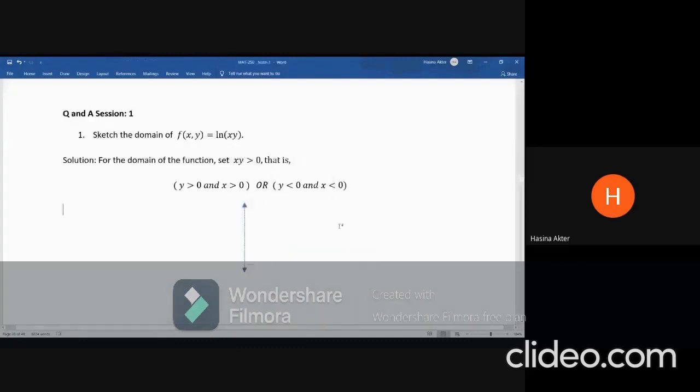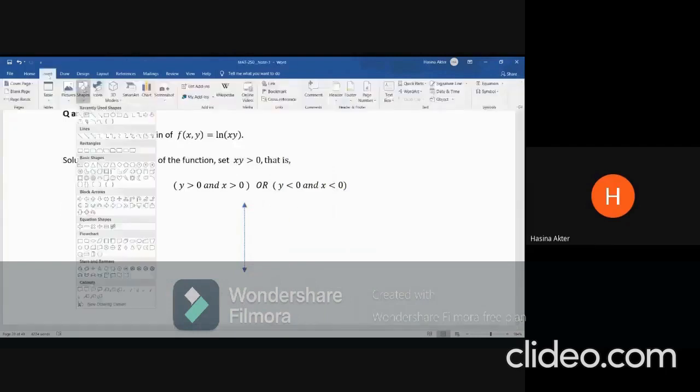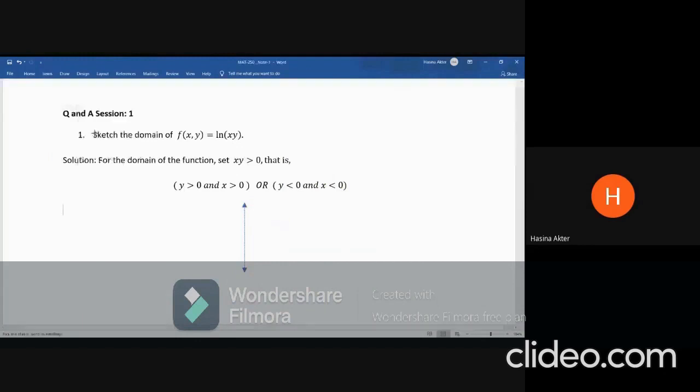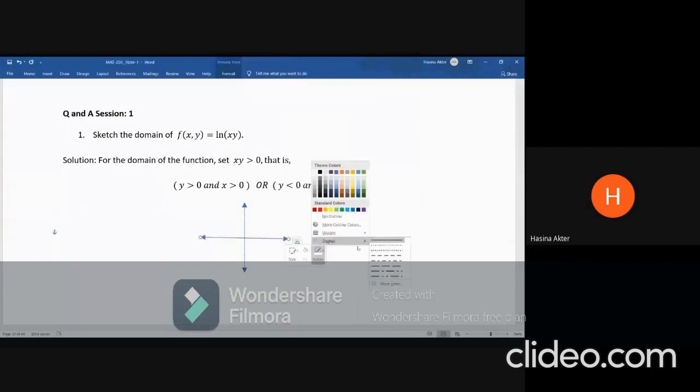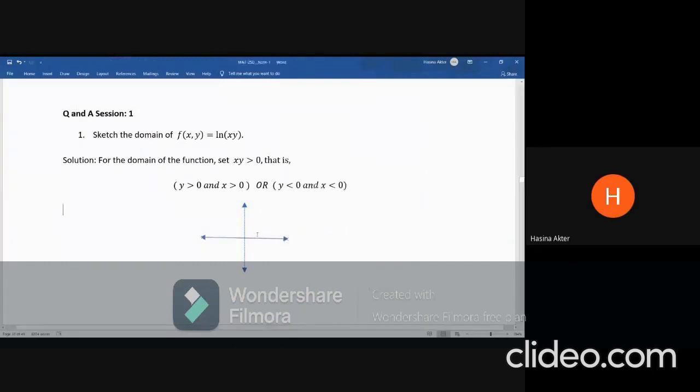So the y-axis is excluded from the domain. The x-axis is excluded as well, also excluded from the domain. So there should be a dotted line. Now we take the portion of the plane. Now we have four distinct quadrants, the quadrant portion minus the axis.